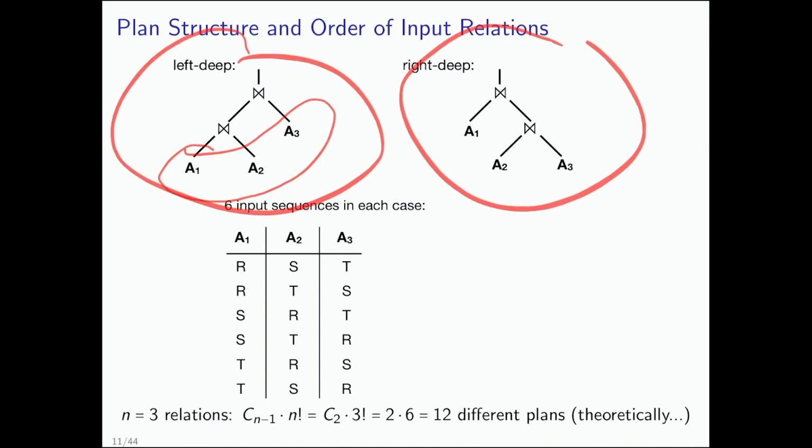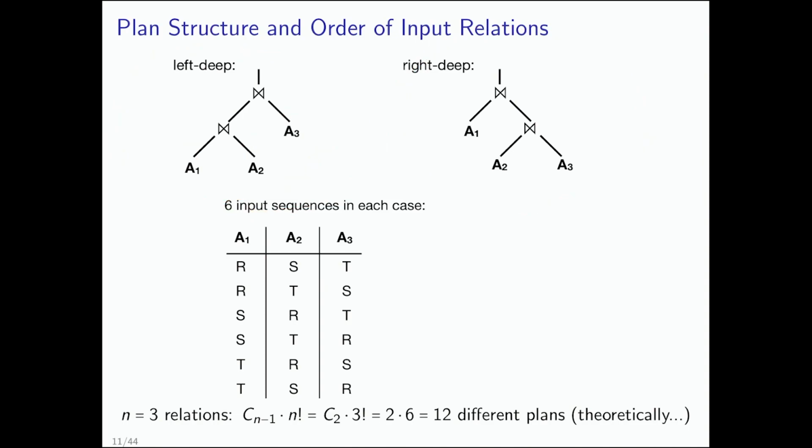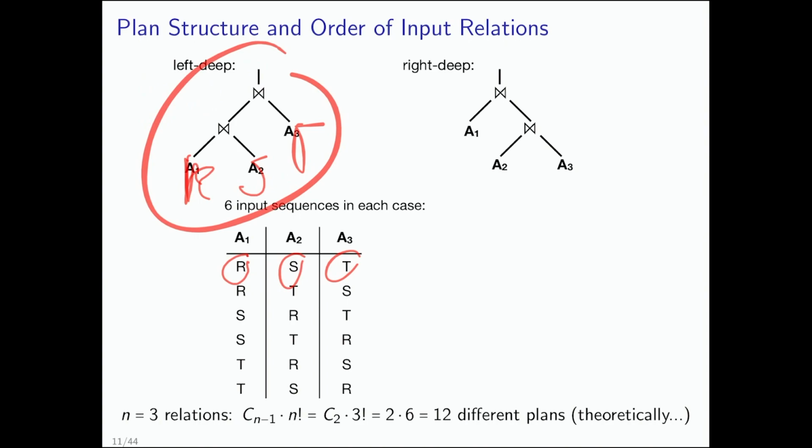And now I have to combine that with the 6 different orders. So 3 factorial is 6, 3 times 2 times 1 is 6. So I have 6 possible assignment orders, assignment possibilities, so to say. I can assign R to A1 and S to A2 and T to A3 and so forth. So I would write R, S, and T, and that would be one plan. And the next would be R, T, S, and so forth.